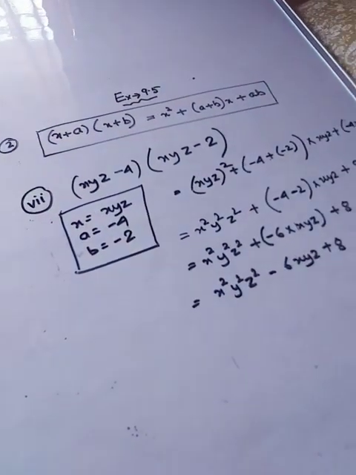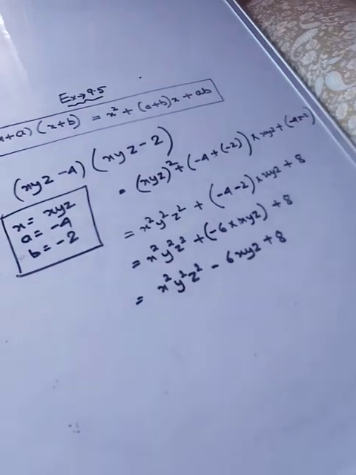So today's assignment is question number 2, all the sums, that is sum number 1 to sum number 7.